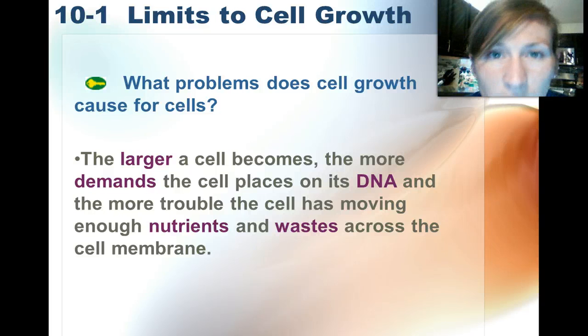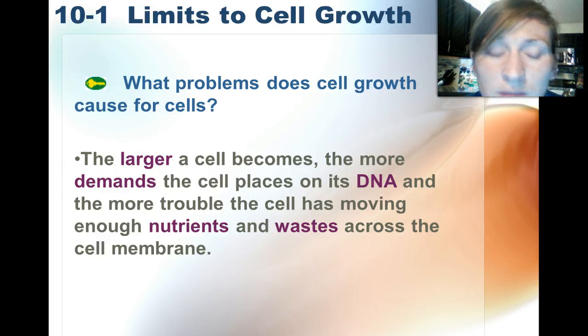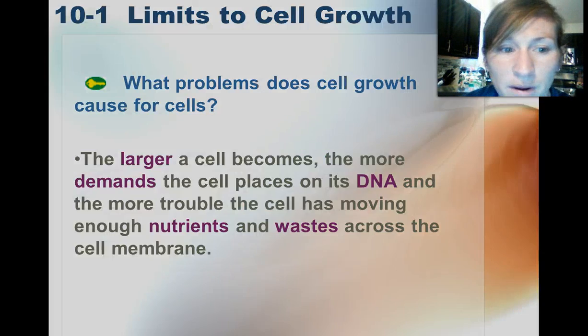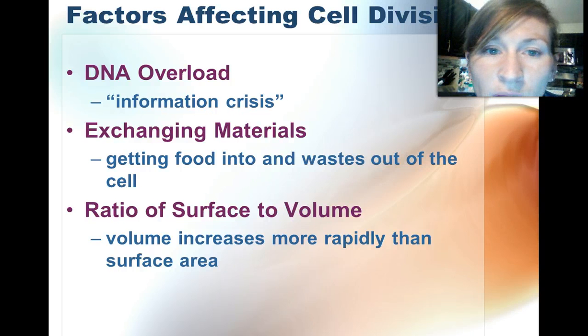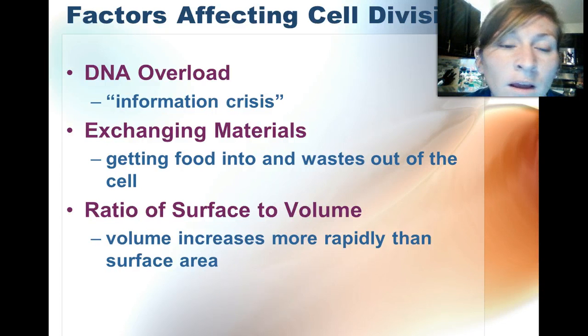So why do cells divide? There are certain problems that are caused if the cell does not grow and divide. The larger the cell becomes, the more demands the cell places on its DNA, and then the more trouble the cell has moving enough nutrients and waste across the cell membrane. So some factors that affect cell division: DNA overload. There's an information crisis. There's not enough information to pass through that large of a cell. The exchanging of materials, like I said, getting food into and waste out of the cell in a good amount of time that is healthy for a cell.